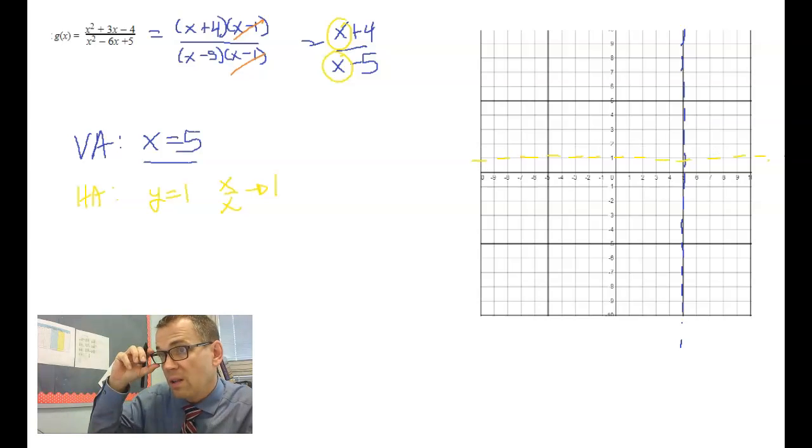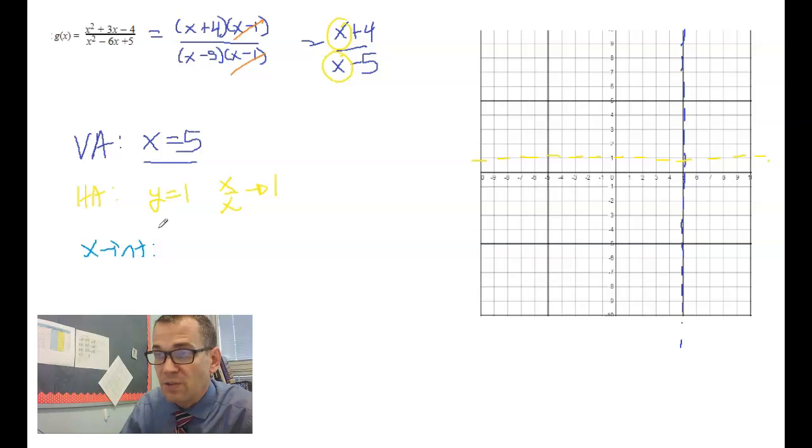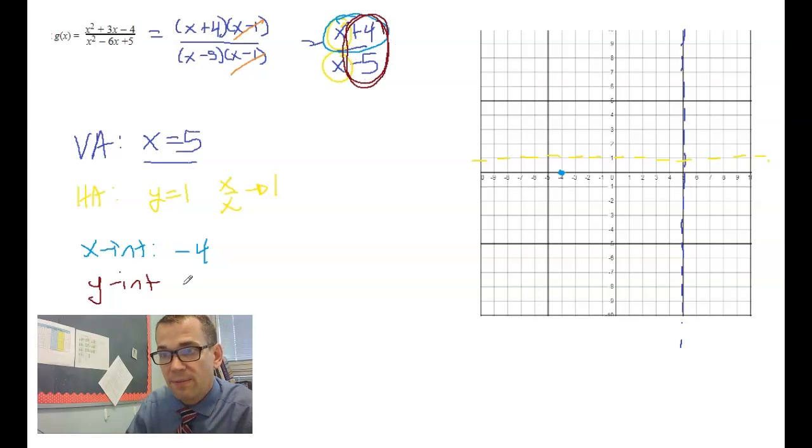And I'm going to be a little careful here. For the x-intercept, I'm going to look at that reduced function. The x-intercept is whatever makes the numerator 0, because that would make y equal 0. That happens at -4. That's here. And the y-intercept is what I would get were I to plug in 0 for x. And if I were to plug in 0 for x, I'd be left with this expression, 4 over -5, which of course equals -0.8.